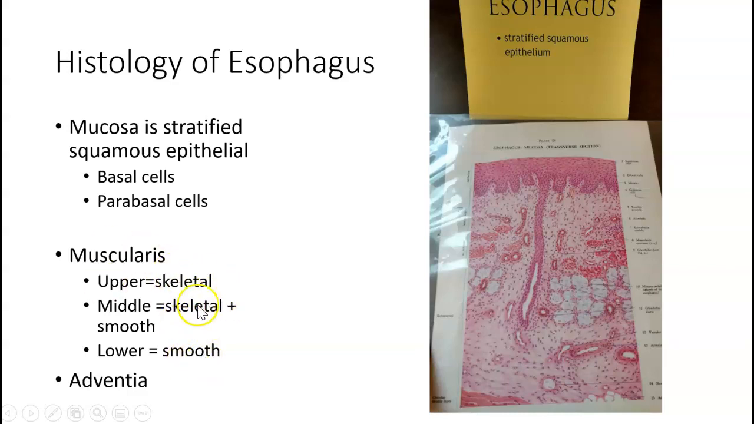This is because swallowing is more of a voluntary activity, so you would want more skeletal muscle. But as it moves down towards the rest of the digestive tract, which is under involuntary control, you need smooth muscle. The middle section is a transition between the two. Finally, there's no peritoneum around the esophagus, so instead there's adventitia tissue, which is the serosa more or less. It's the same thing, just different because it's not covered by the peritoneum.